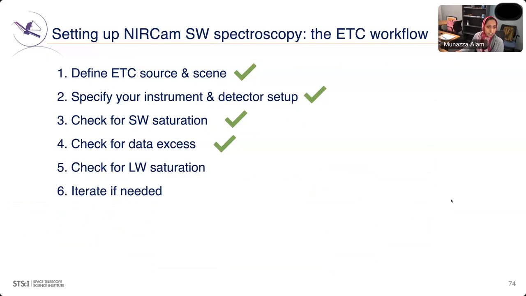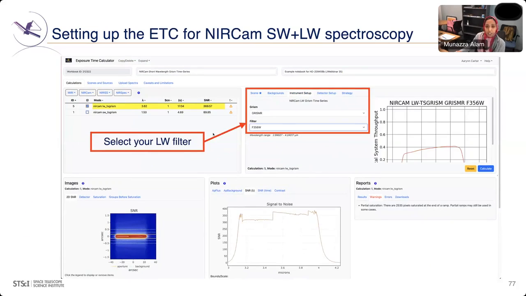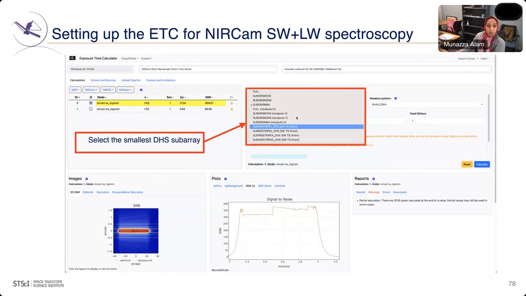Okay, once we've checked for data excess and made sure that we are satisfying that criteria, we want to then go ahead and check for long wavelength saturation. In order to do this, we'll have to set up another ETC calculation for the long wavelength. So we'll go to our calculation tab, select the long wavelength Grism time series, and then go ahead into the instrument setup tab, select our filter, and then select in our detector setup the smallest DHS subarray. That's the sub 40 stripe 1, which is for 2 spectra.